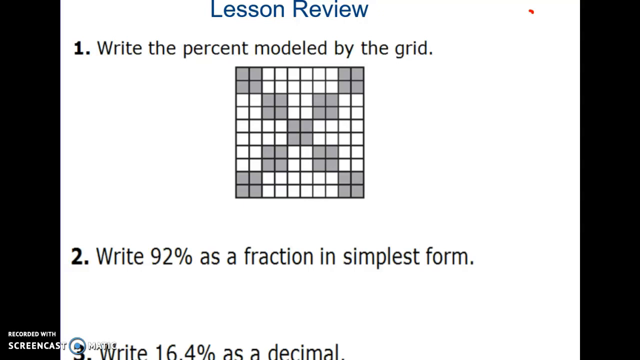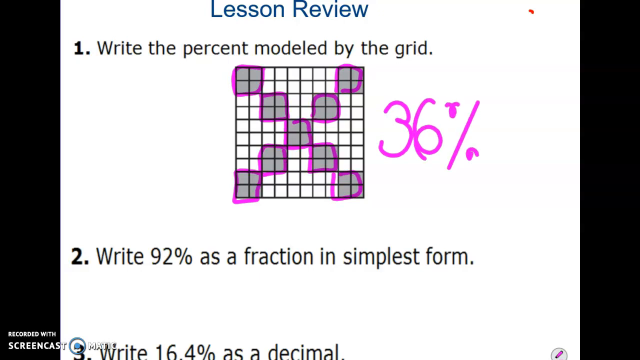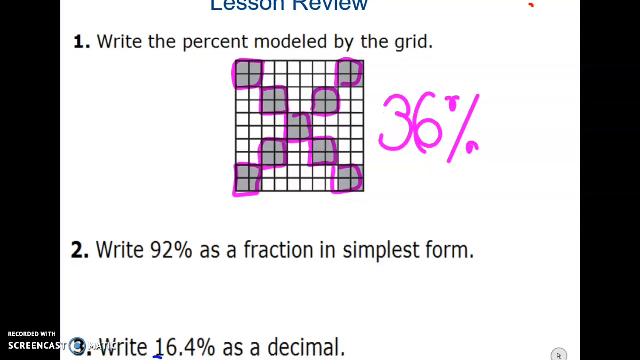Okay, our lesson review right here, we're asking to write down what percent this is going to be. Unfortunately, they're not in nice even columns like this where we can just count 10, 20, 30 and so forth. They're grouped together, and I'm noticing they are grouped in two groups of fours. So I know this right here is 4%, 8%, 12, 16, 20, 24, 28, 32. So this right here would be 36%. 36 of those are filled in right now.